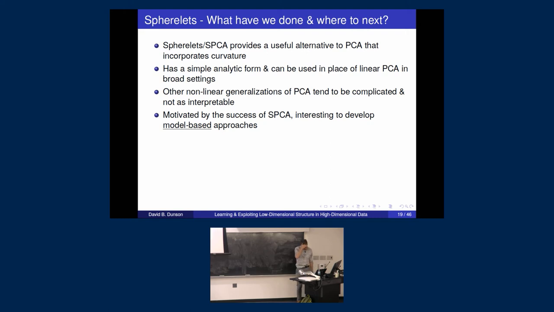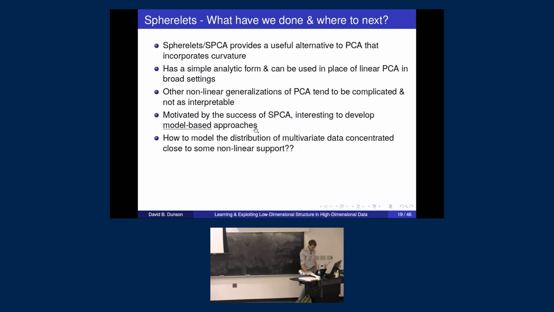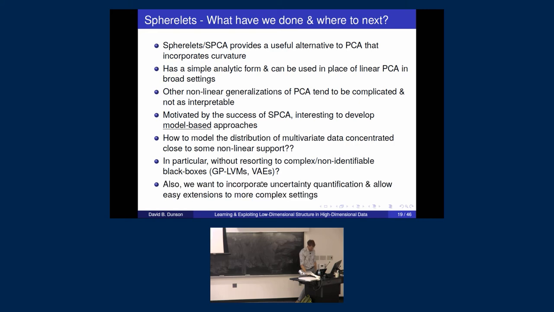Motivated by this success with spheres, we wanted to develop model-based approaches. I'm mostly known as a Bayesian modeler. So can we use this idea and develop a model? Is that possible? Particularly without resorting to some sort of complicated black box, which is going to be terrible, because we tried these things and they don't work well.